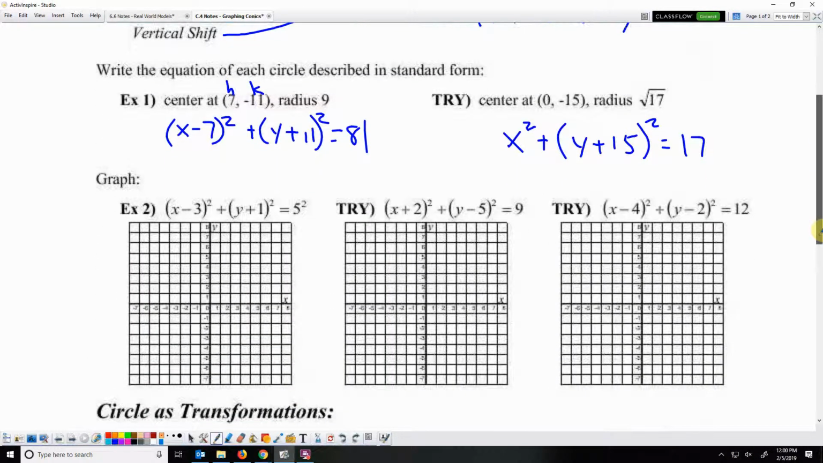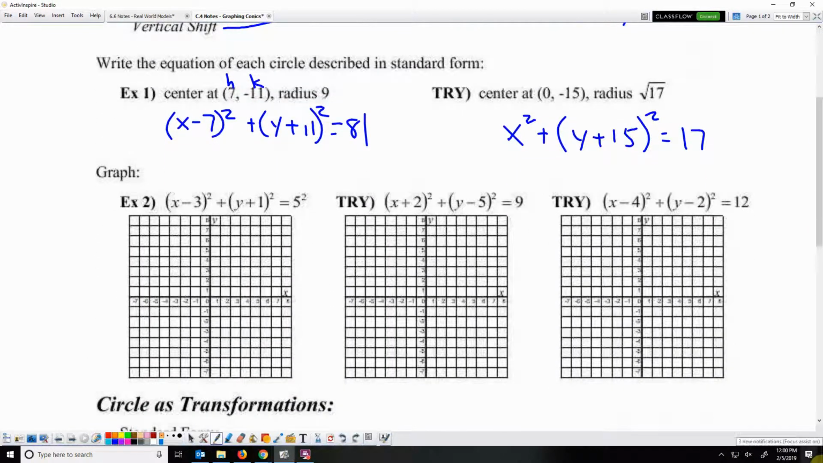Okay, now we're going to graph a couple of circles. Okay, so here we've got a circle, x minus 3 squared. That means the x value is going to be 3, y plus 1 squared. The y value is going to be -1, so the center is at 3, -1. So 3, -1 is right there. So there's my center. R squared is 5 squared, so that means the radius is 5.